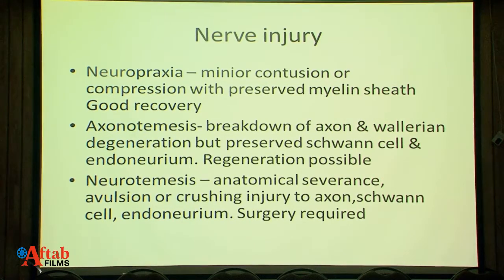And in severe cases of neurotmesis, that is, where actual anatomical severance is there, there will be injury to the Schwann cells and endoneurium. Most of the time it requires surgery. Depending upon the length of the injury, we can say whether a nerve graft is required or only a local repair is done. That can be given on ultrasound.